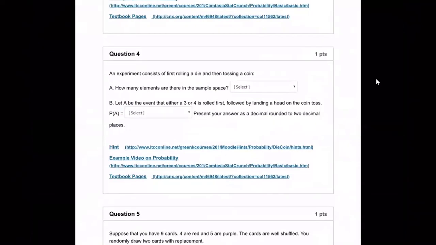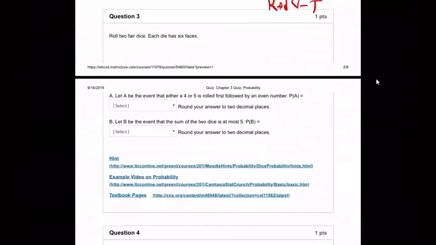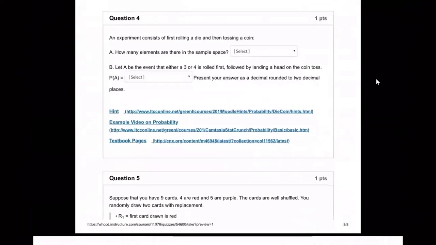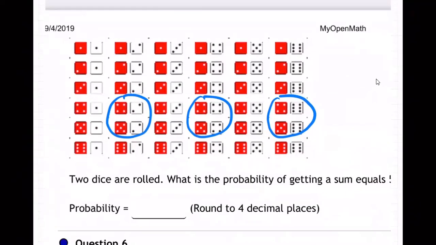Okay, what else did they say? So 4 or 5 rolled first, followed by an even number. Yeah, that's the whole thing. All right, so how many is that? Now this is 1 result. Each of these is a particular result, right? 2 dice are rolled, and you get a 4 followed by a 2, or a 5 followed by 2. This is 1 result. 2, 3, 4, 5, 6.